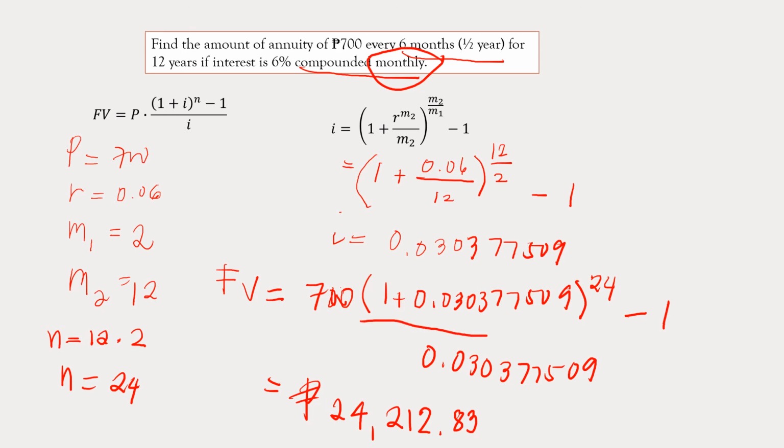Ito pala ay hindi kasama sa denominator. Ayan. Kasi ito muna ang kailangan mo sagutan. Makuha mo muna yung sagot dito sa 1 plus ito raised to 24. Saka ka magma-minus 1. I-divide mo ngayon dito sa denominator na to. Tapos ang sagot nitong buong to, ita-times mo sa 700. Kaya nakuha ang future value na 24,212 and 83 centavos. So, ganyan mag-solve using the formula.